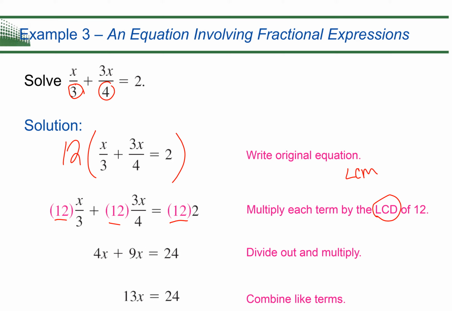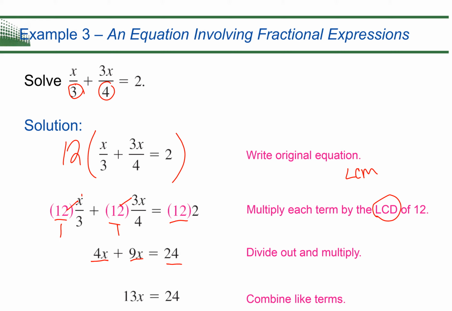When you distribute the 12 to the x, this is like 12 over 1, so you do 12 times x. That gives you 12x over 3, which reduces to 4x. 12 over 1, you multiply it by 3x over 4. 12 times 3 is 36x. Divide by 4, that's how I got the 9x. And then 12 times 2 gives me 24.